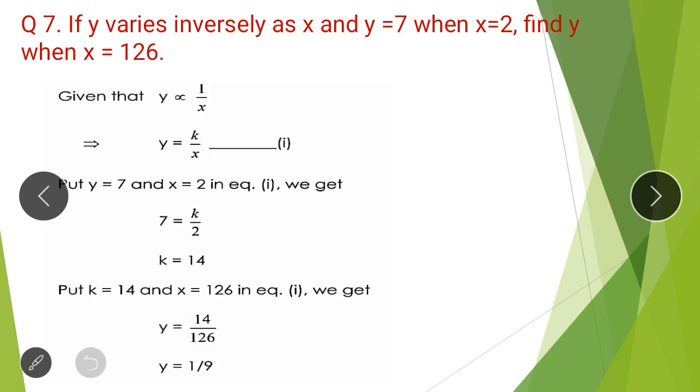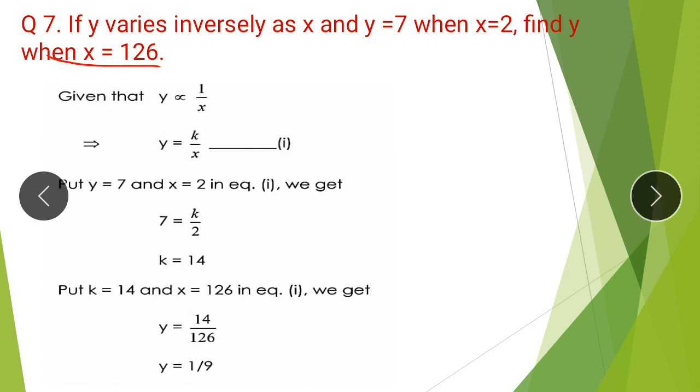Question number 7 is that if y varies inversely as x, and y is equal to 7 when x is equal to 2, find y when x is equal to 126. Just break up this question into different parts, then you can easily solve it. Let's just go with this part. If y varies inversely as x, there is inverse variation or inverse relation between y and x, or we can say that y is inversely proportional to x. So y is inversely proportional is written as y equals 1 upon x, and we can write the constant k because k multiplied by 1 will result again in k. So you can write k here in the numerator.